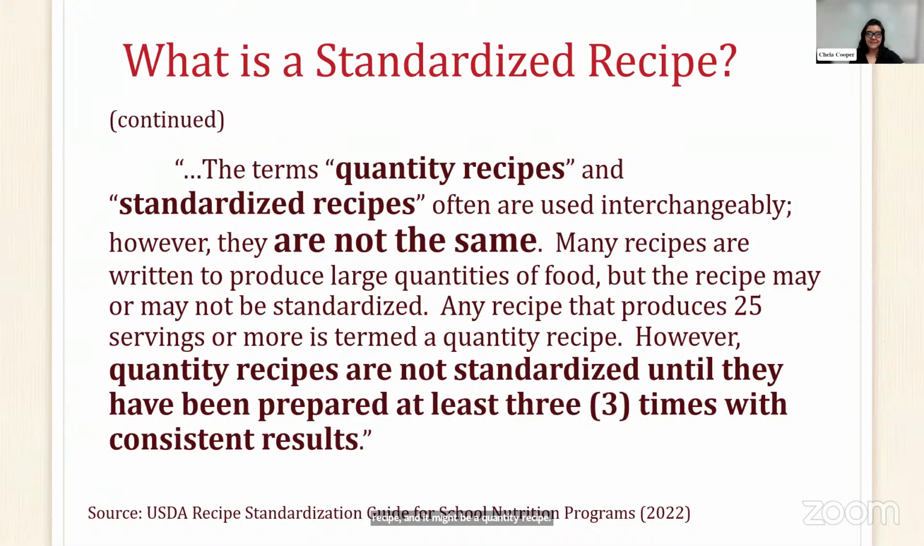For it to become a standardized recipe for your operation, it needs to go through the process of becoming a standardized recipe. It has to be tested at least 3 times with the equipment in your kitchen, the ingredients from your suppliers, and it may require edits or adaptations until you get the same consistent results at least 3 times. Only then can it be called a standardized recipe for your program.